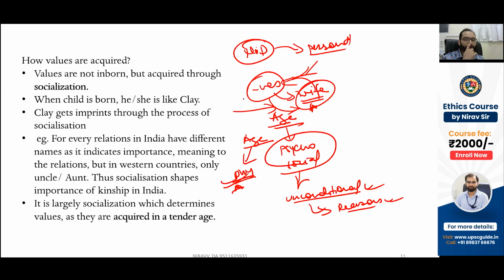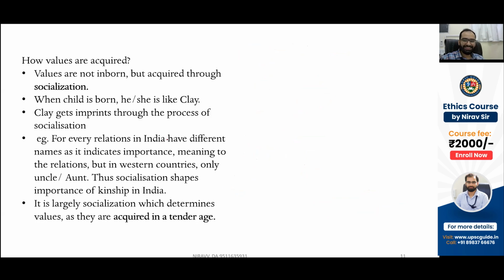I hope I am sticking to the syllabus. The best part about UPSC is you say anything and then you can justify that it is part of the syllabus. Yes. So that is what is there, especially in ethics. Okay, so let us go ahead.